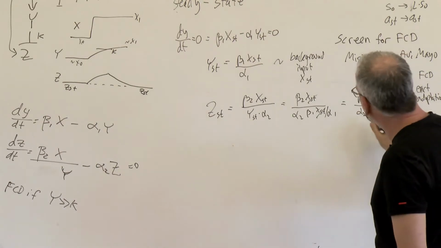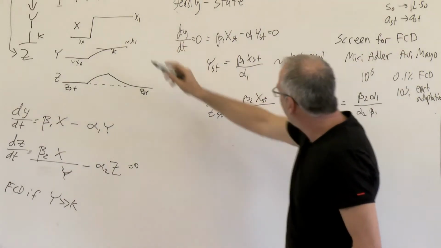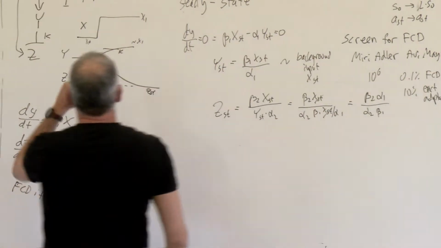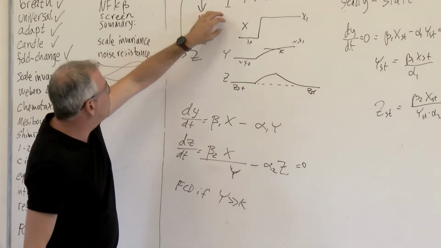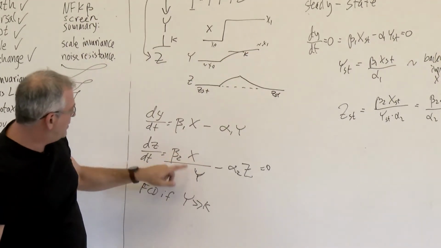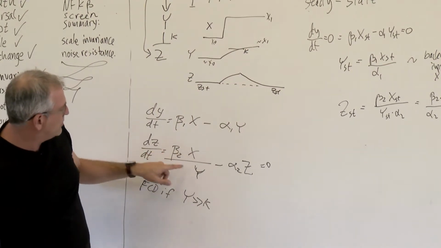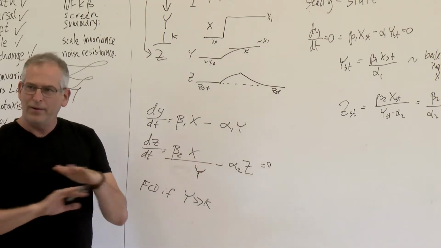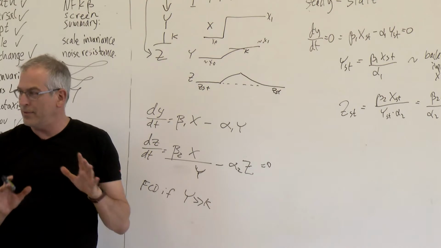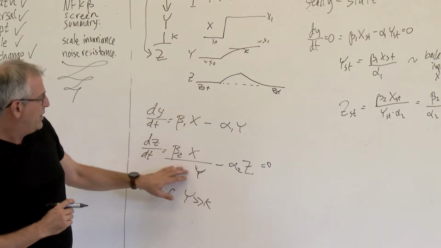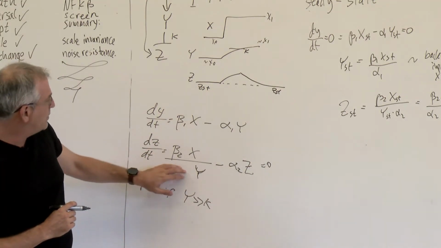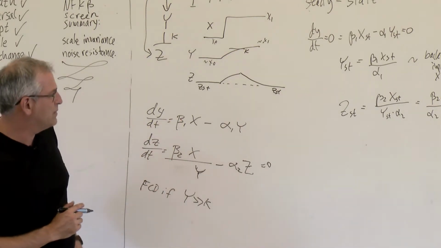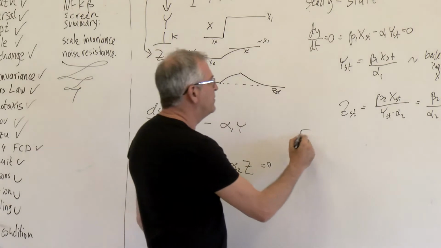So z steady state is the same. It doesn't depend on the background signal. Why? Because y grows with the background signal and it normalizes out x. So if x grows and y grows by the same amount, z doesn't care. So that's why, in this range where y is much bigger than k, we have exact adaptation.